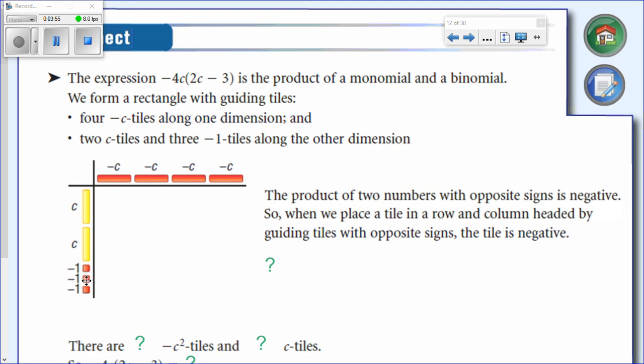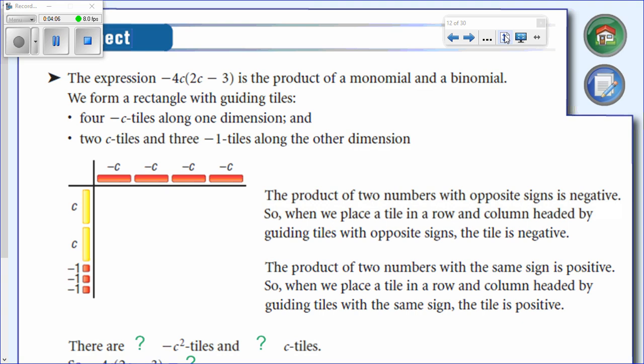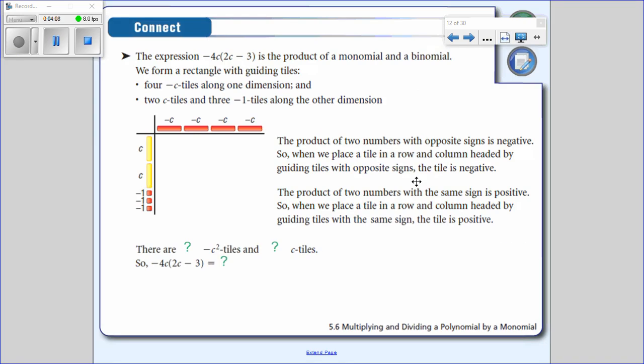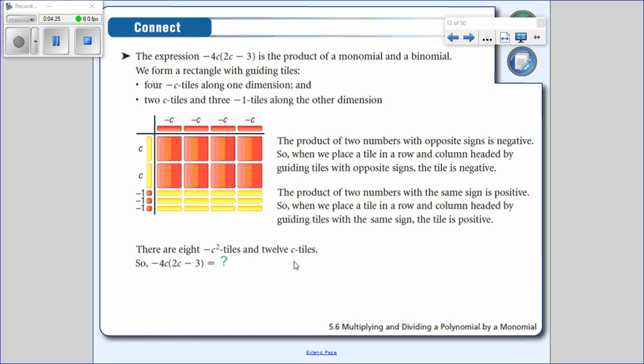But what's going to happen down here? Because here we're going to have this times that, this times that, negative times negative. And when we have negative times negative, we know that it's going to be positive. You guys are pros at that. Okay, so there are how many negative c squared tiles? There they are, 8. And how many c tiles? Because in here, it's going to be c's, because you have minus c times minus 1. C times 1 is c. I have 1c, so I have 12 of those. There they are. Okay, so altogether I have minus 8c squared, and I have plus 12c.